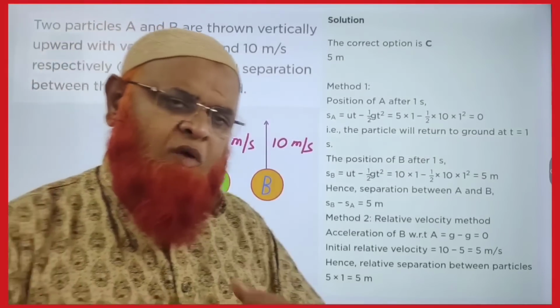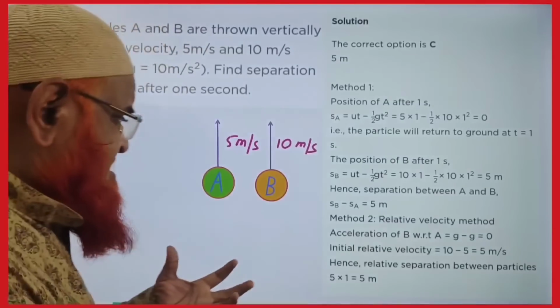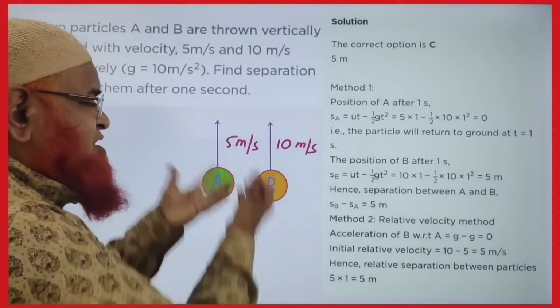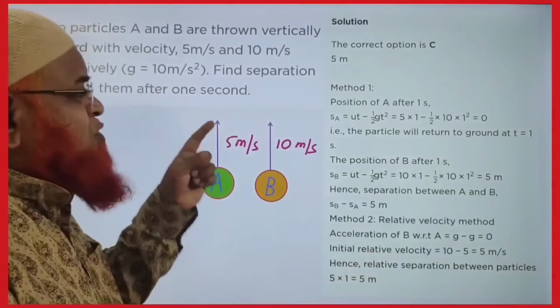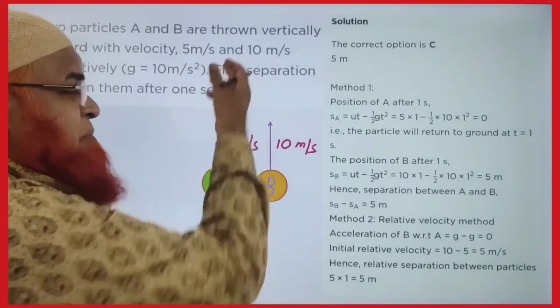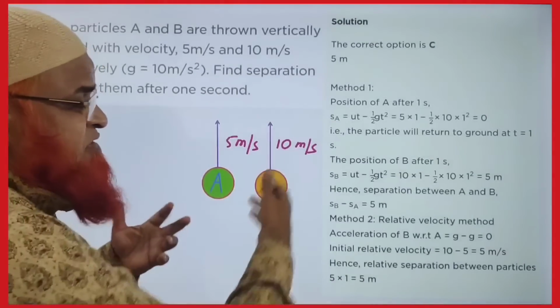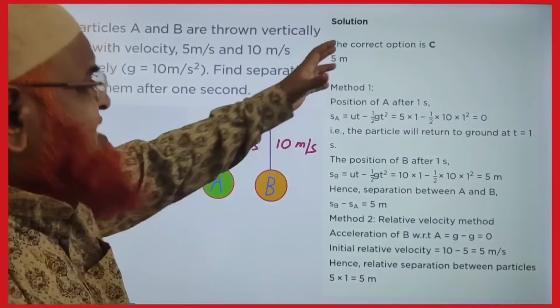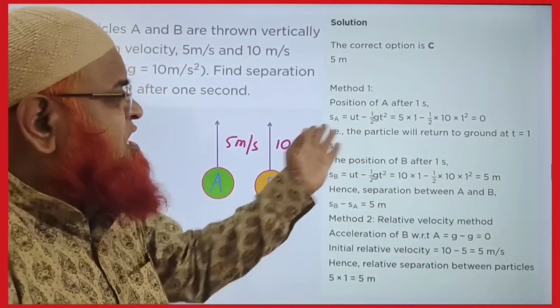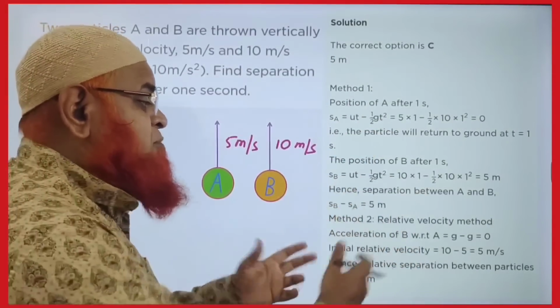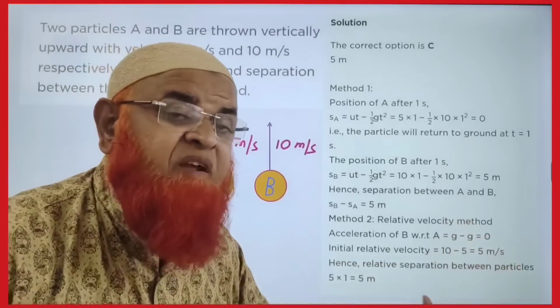Dear students, I have got a wonderful shortcut for you. Let us see this one. A and B have been thrown with different velocities. After 1 second, what is their separation? What is the separation between these two balls? That is the question. You can just see the lengthy solutions here. He is using two different equations and solving the problem. At last, he is giving 5 meters per second as an answer.